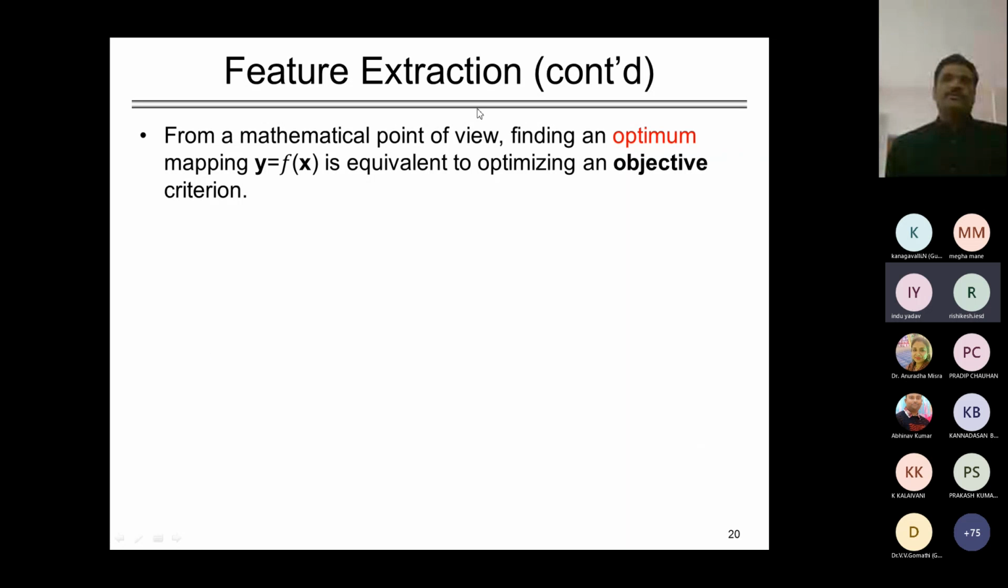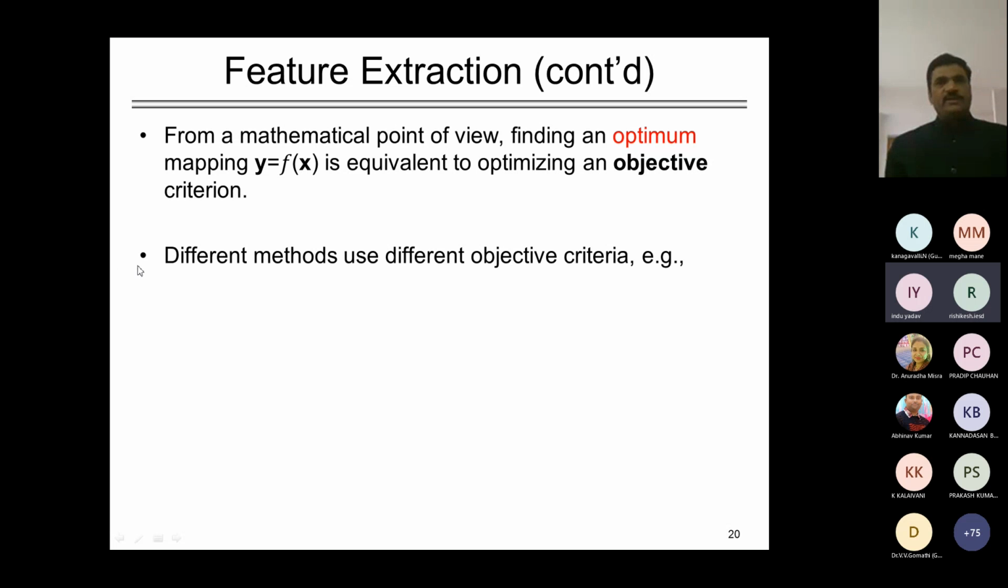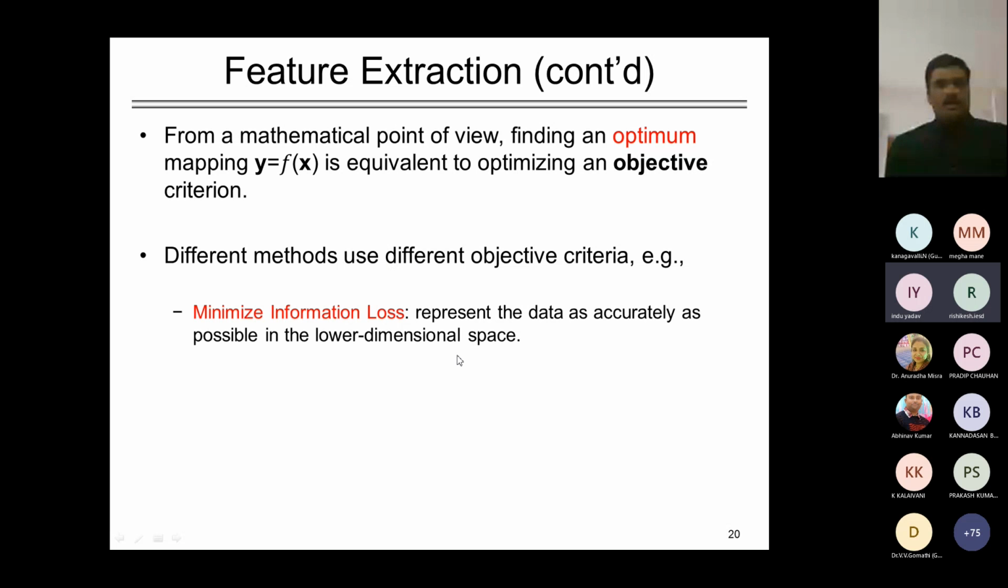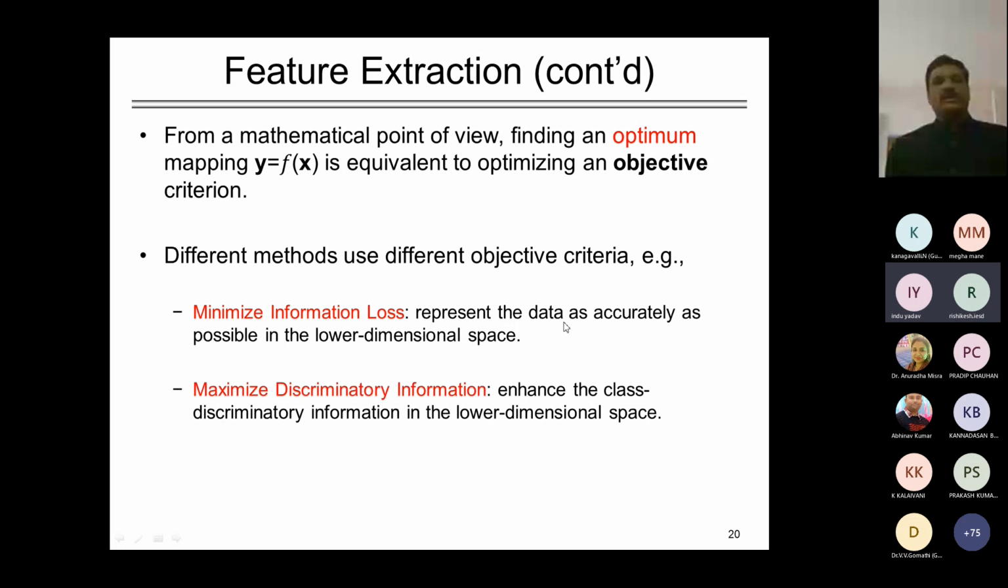From a mathematical point of view, finding an optimum mapping y equal to f(x) is equivalent to optimizing an objective criterion. Different methods use different objective criteria. For example, minimize information loss: it represents the data as accurately as possible in the lower dimensional space. Then maximize discriminatory information: it enhances the class discriminatory information in the lower dimensional space.